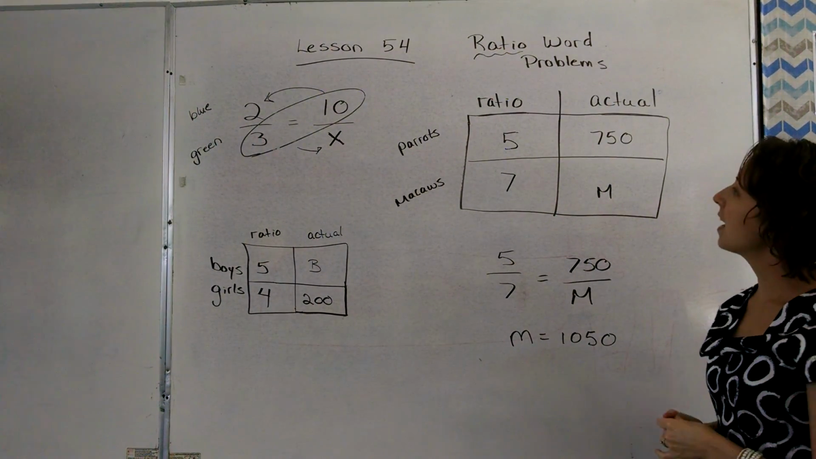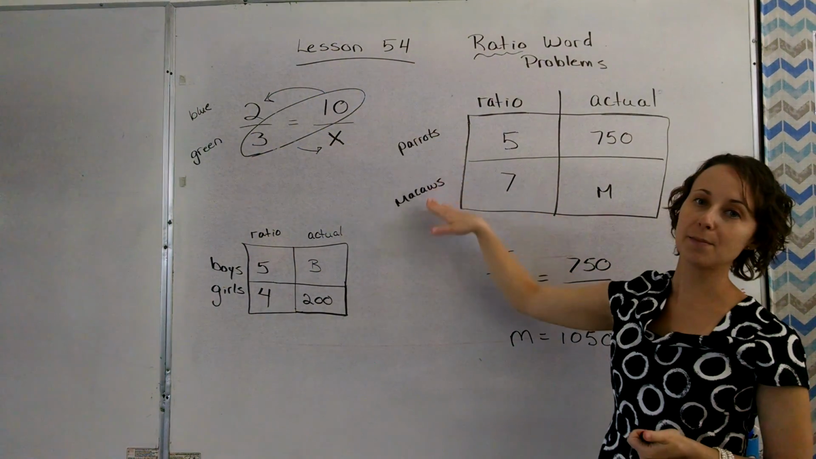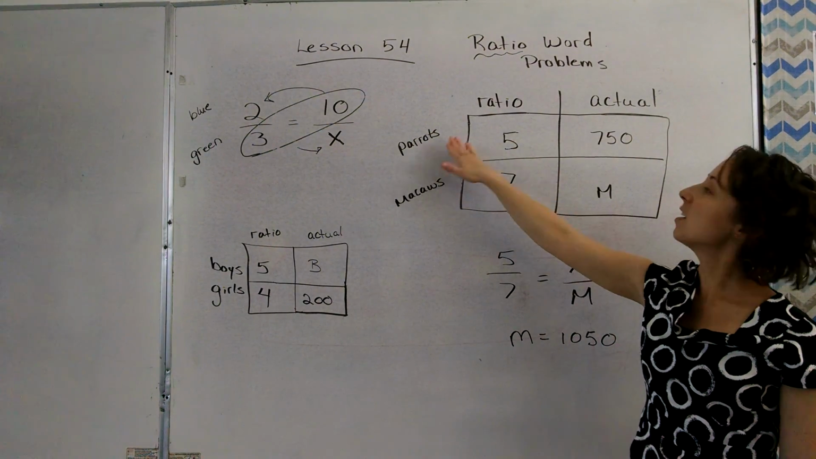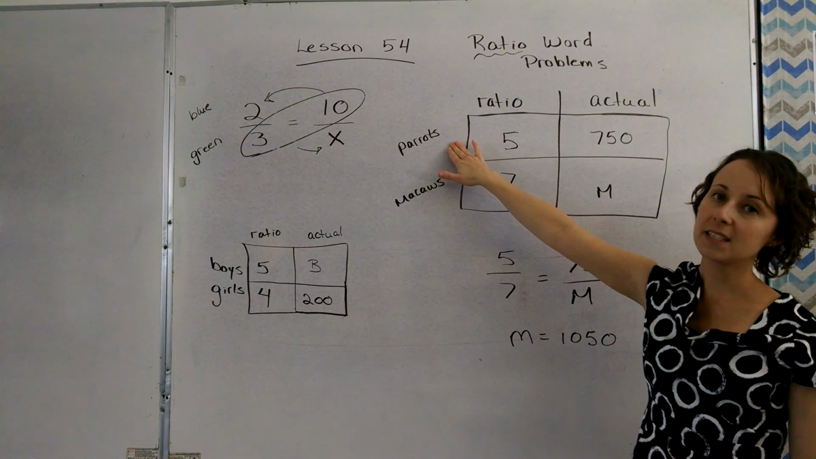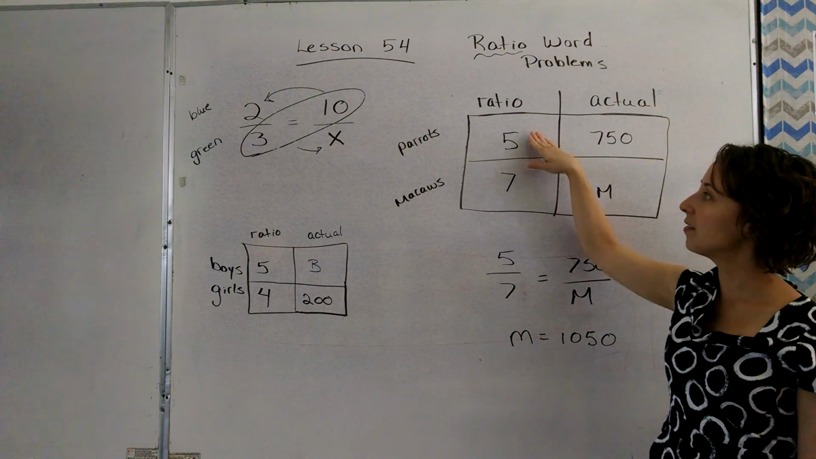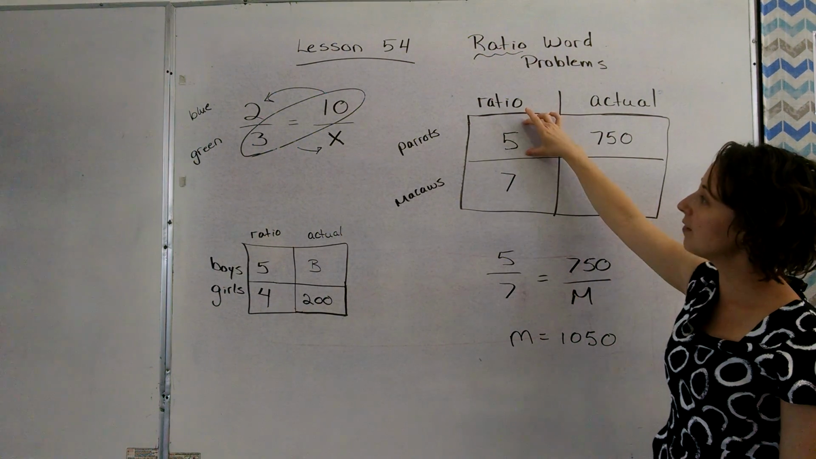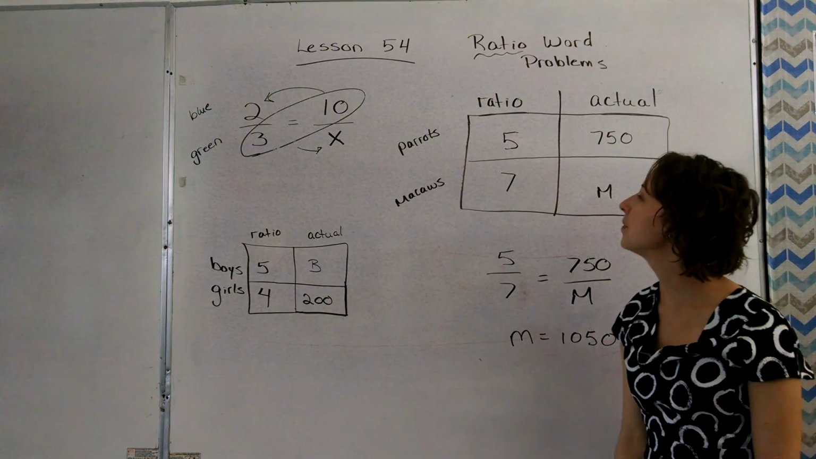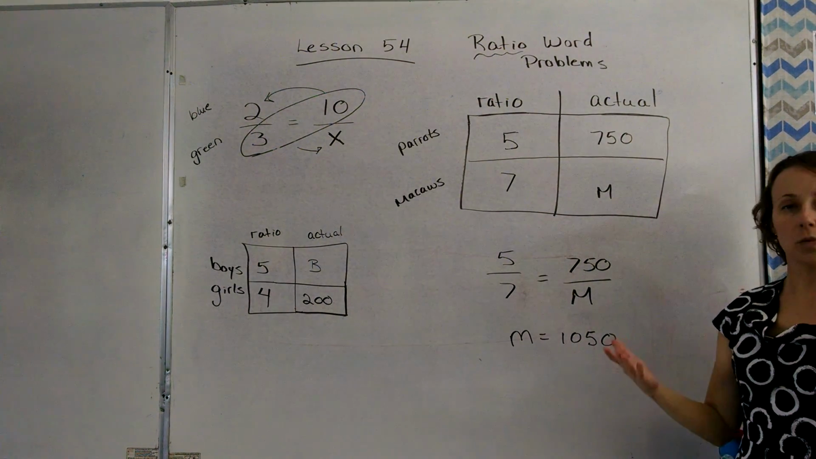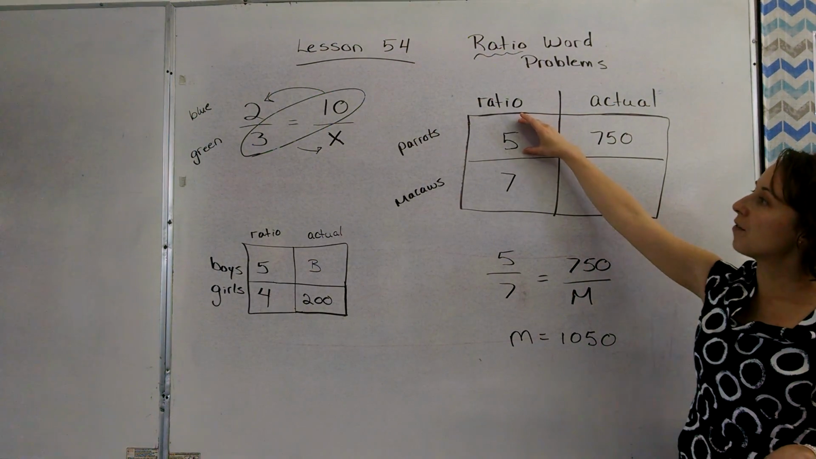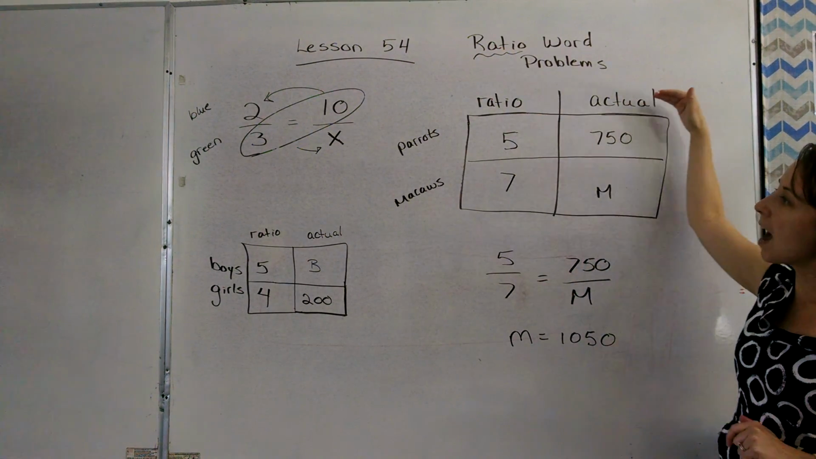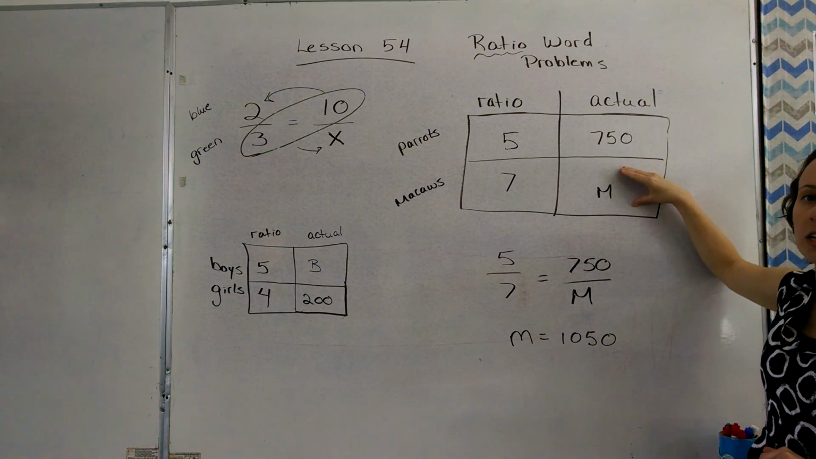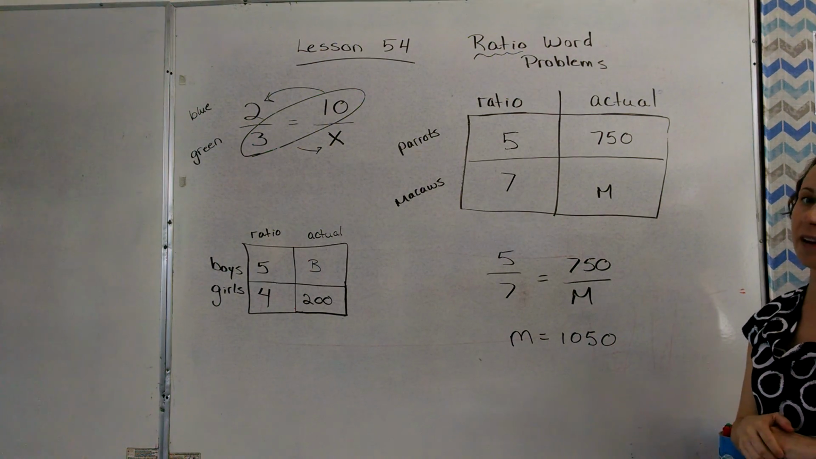In our word problem today, it says we have parrots and macaws, which are both types of birds. And the problem tells us that our ratio of parrots to macaws is 5 to 7. So I'm going to write 5 in as my ratio of parrots, to 7 is my ratio of macaws. It says that if our ratio of parrots to macaws is 5 to 7, our actual number of parrots is 750. How many macaws do we have? And I put an M in here because we want to find the number of macaws.